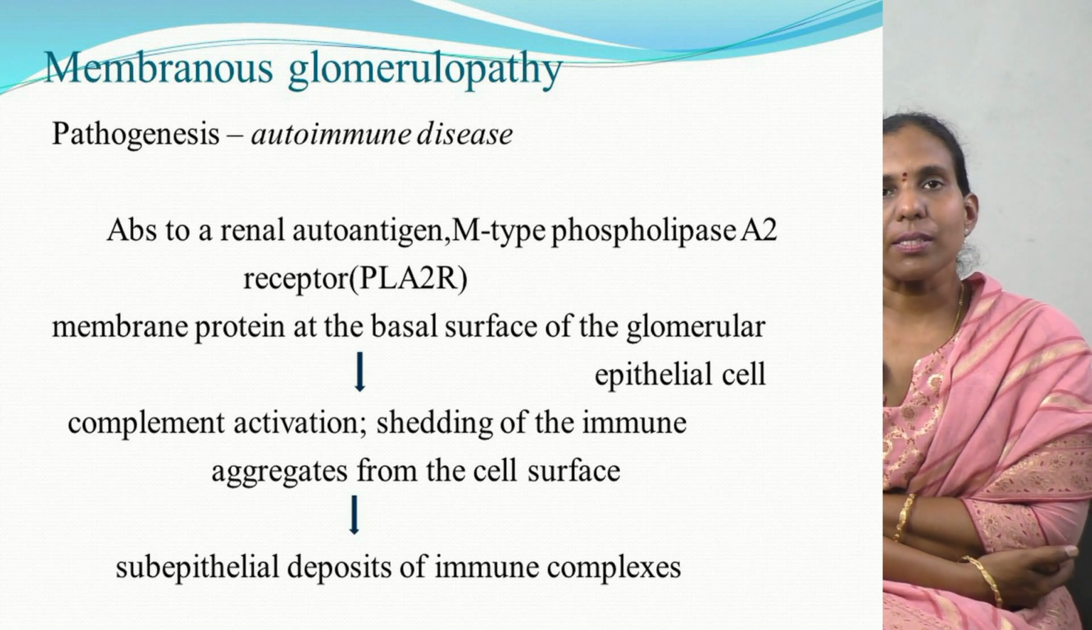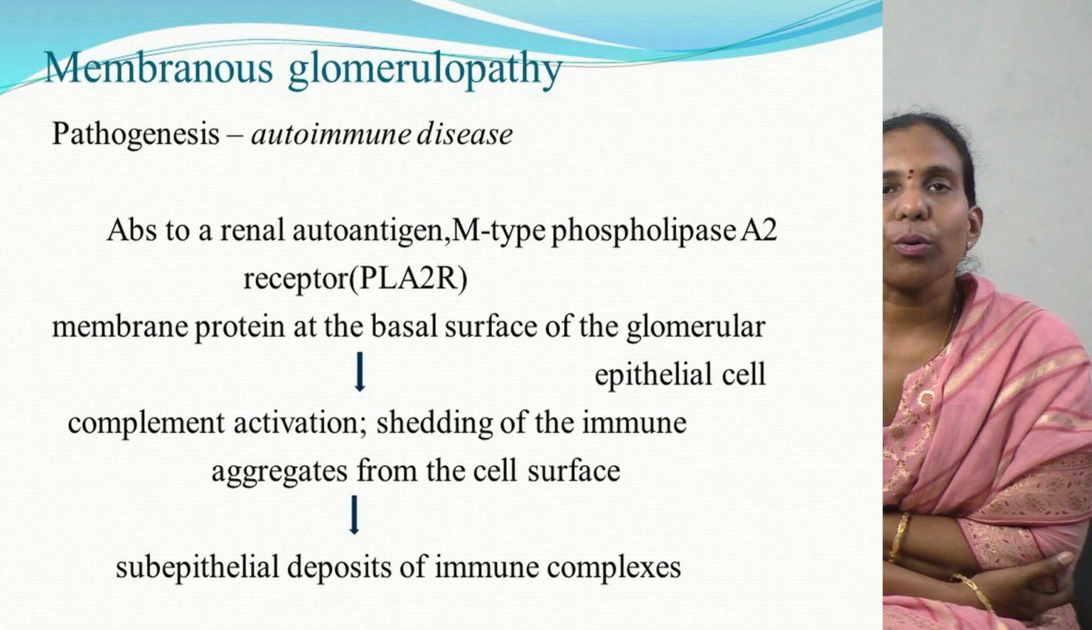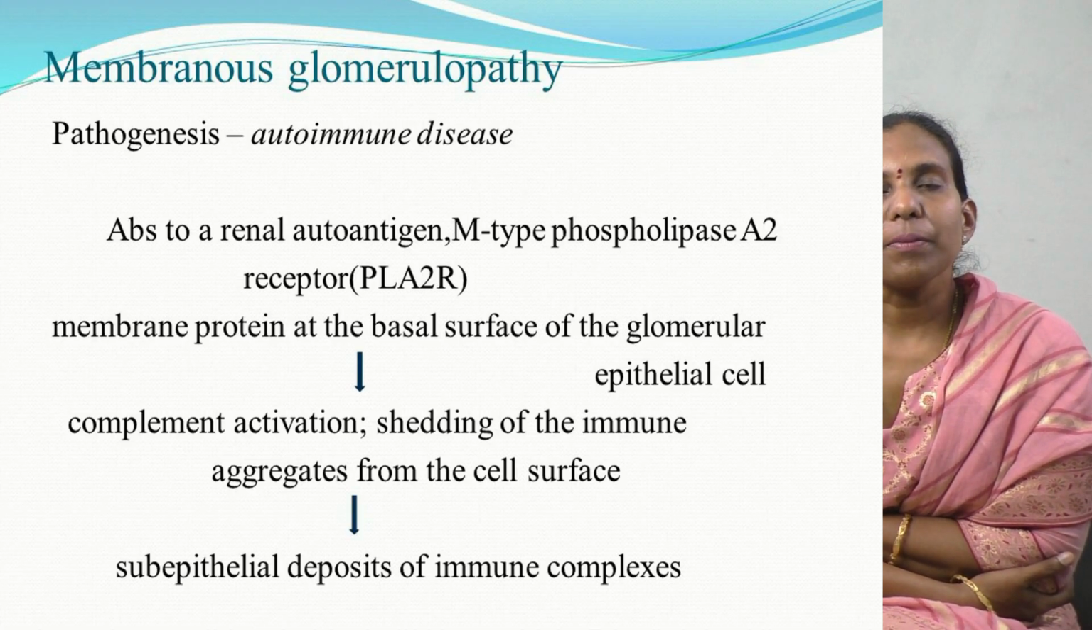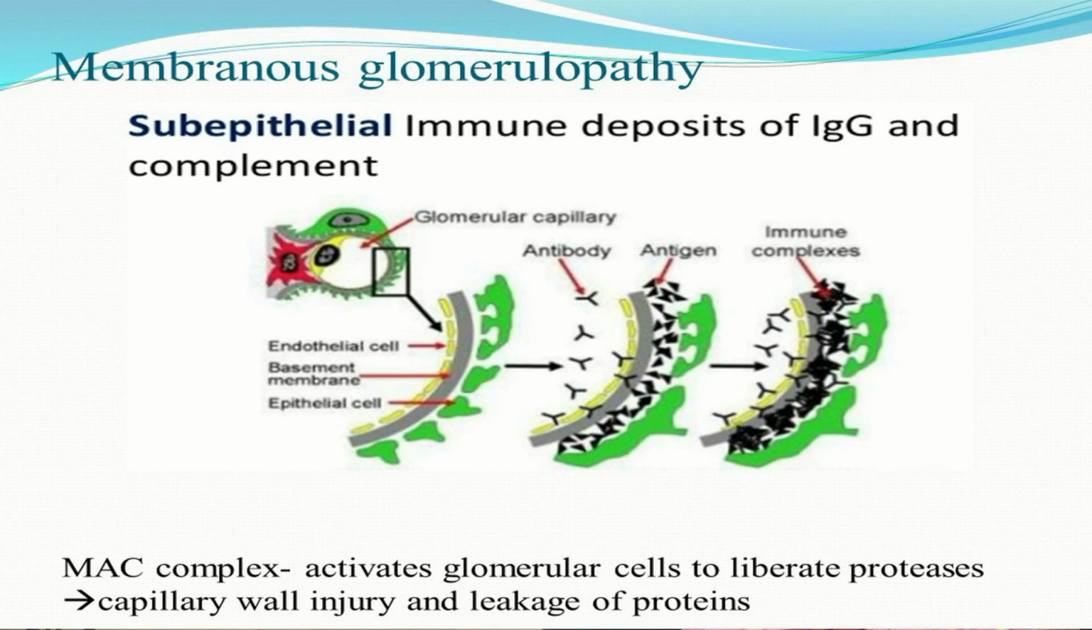Coming to the pathogenesis, basically antibodies to a renal autoantigen called M-type phospholipase A2 receptor are the main etiological agent. This protein is located at the membrane of the basal surface of the glomerular epithelial cell. The antibodies and antigens form immune complexes deposited at the subepithelial level, as indicated by the black deposits in the diagram.